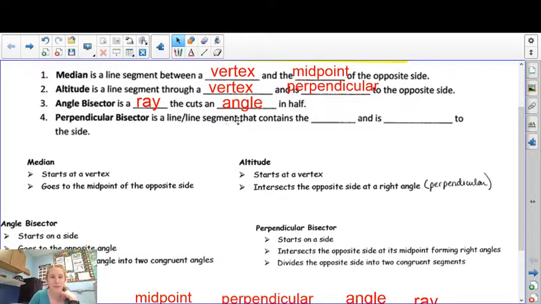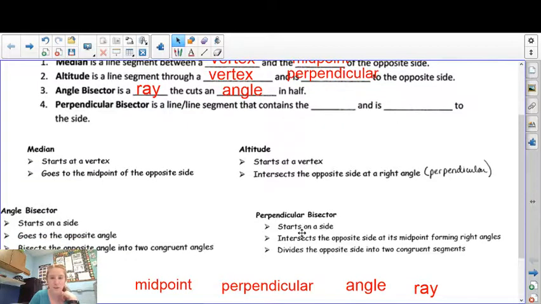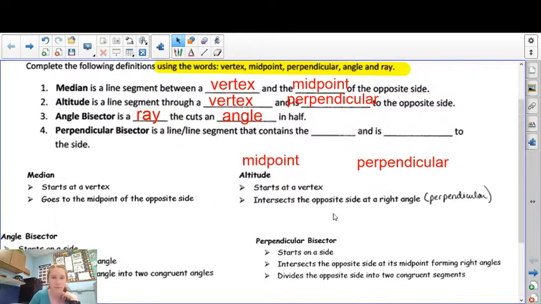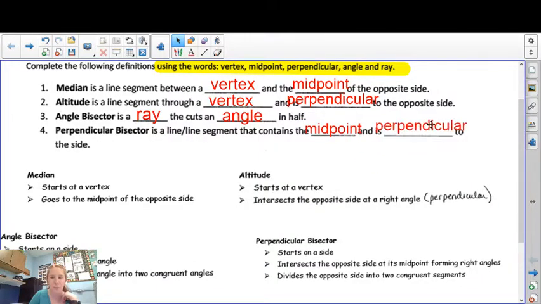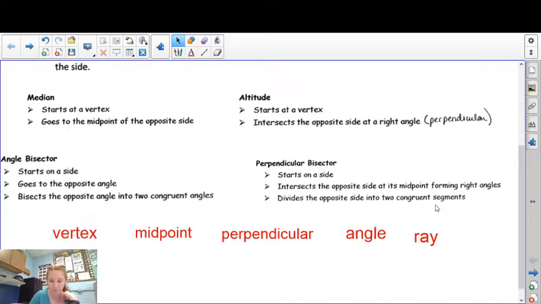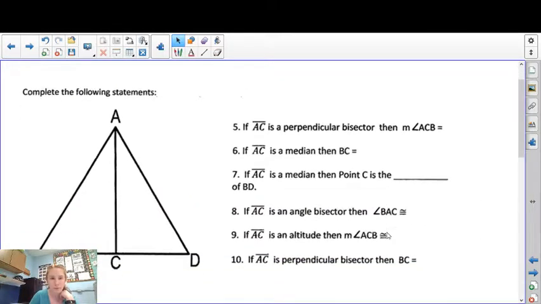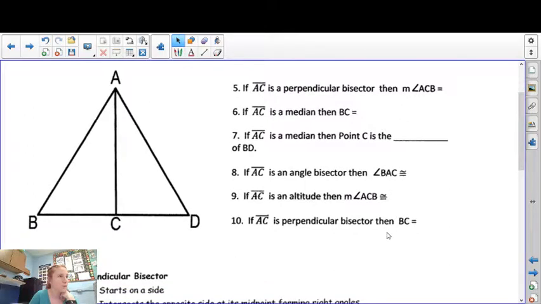Perpendicular bisector is a line segment that contains the blank and is blank to the other side. Starts on a side, intersects the opposite side at its midpoint, forming right angles, divides the opposite side into two congruent segments. I see the words right angles, so I'm going to say perpendicular is going to be one of them. And it has a midpoint, so maybe midpoint is going to be another one. Perpendicular bisector is a line segment that contains the midpoint and is perpendicular to the side.